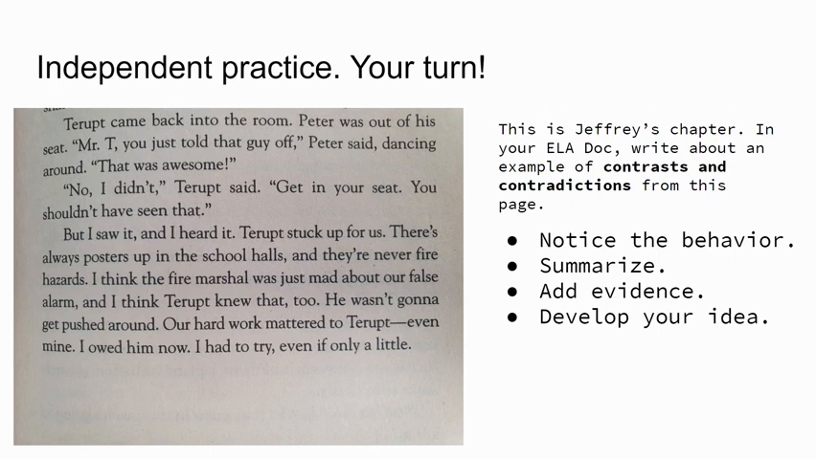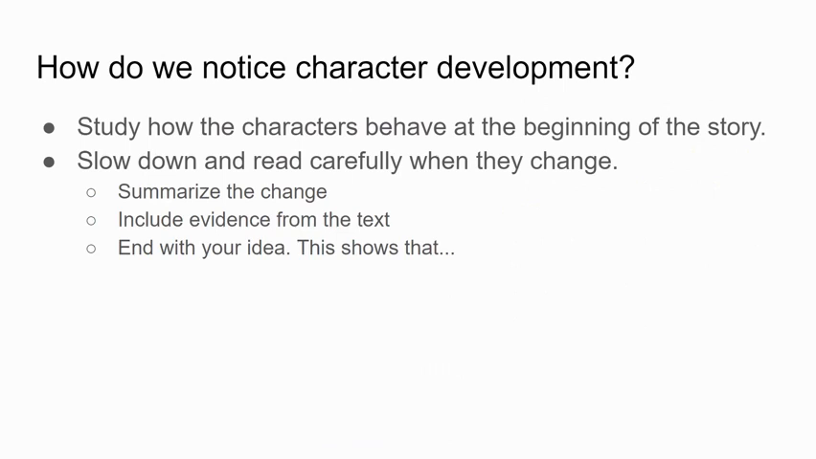So here's where you're going to practice this. Here's the end of Jeffrey's chapter. And wherever your teacher tells you, you're going to write about an example of Jeffrey acting or saying or thinking something that contradicts his typical behavior. So hopefully that was clear. I wish you the best of luck.